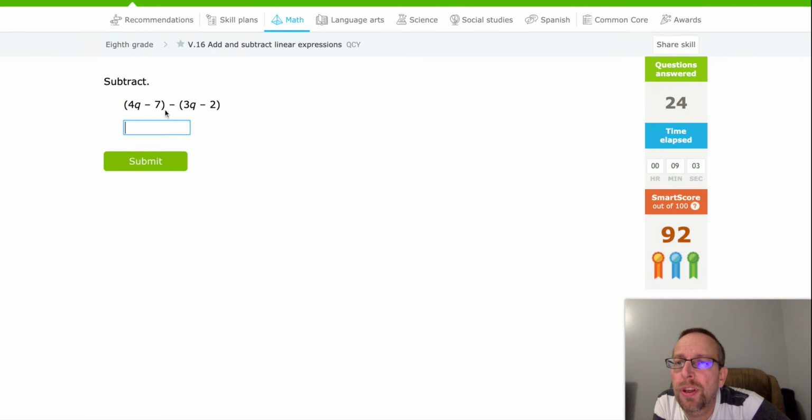Here we have a 4q minus 3q. That leaves us a single 1q. And then we have a minus 7 minus a minus. Again, watch your minuses. Minus a minus means I'm adding 2 to negative 7. So we get a negative 5 or minus 5.